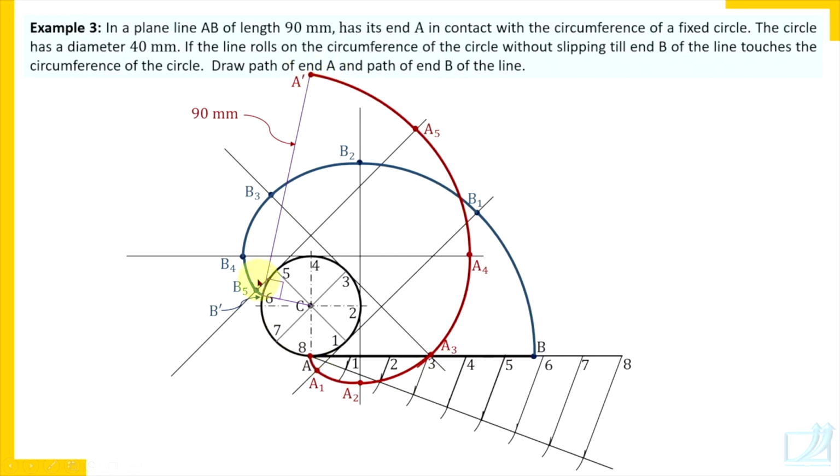These curves you can draw freehand, no problem. And with little practice, you will be able to draw a smooth curve passing through all these points. So this is how we have completed the drawing. The circle, the line AB in original position, and the paths you are asked to draw, those two paths, path of point A and path of point B, you should make dark. Insert all dimensions as usual after completing the drawing.